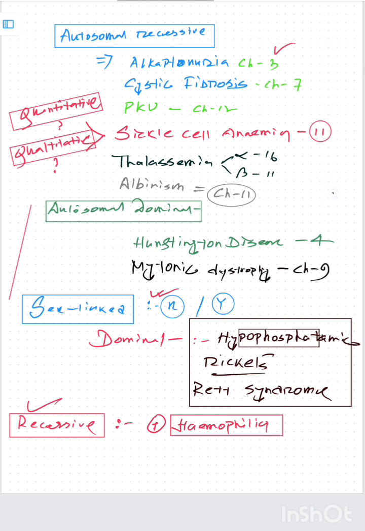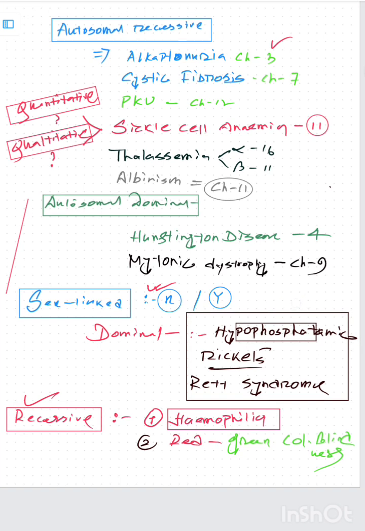Color blindness, which is actually called red-green color blindness. Obviously, by the name itself, the sufferer cannot identify which color is red and which color is green. This disease is also called daltonism, after the scientist who actually discovered it.